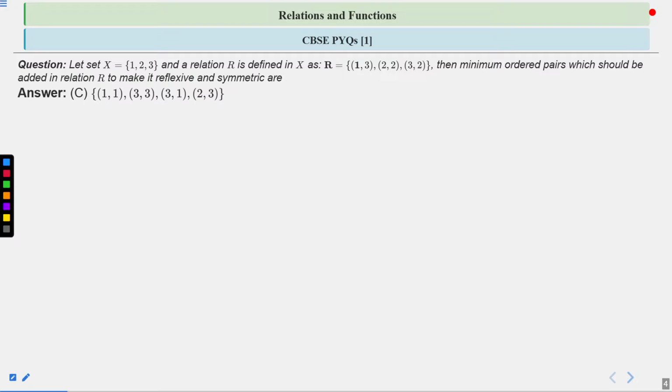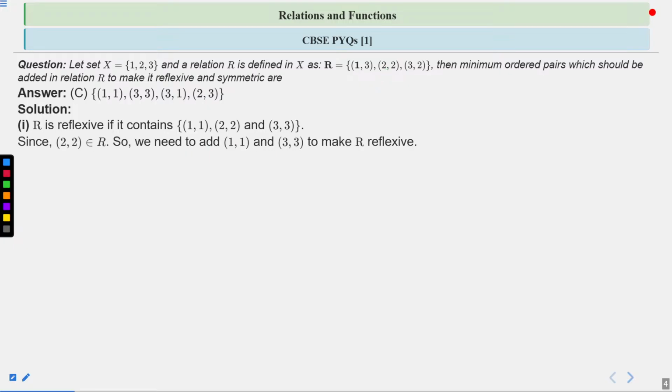Okay, so let's see the solution part. If R is reflexive, then it must contain (1,1), (2,2) and (3,3). And the relation R already has (1,3), (2,2) and (3,2). So (2,2) is already there. So we just have to add (1,1) and (3,3). Since (2,2) belongs to R, we need to add (1,1) and (3,3) to make R reflexive.